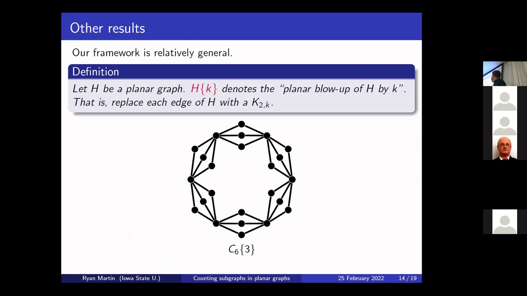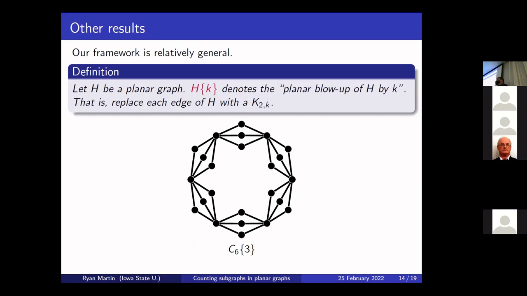And in fact, it generalizes a lot more than this. So what we could do is let H, the thing that we're counting, be some planar graph, and then we want to blow it up. And so we put these strange curly braces around the K because we were inventing notation. So the planar blow up of H by K is to replace each edge with a K2K. So what I've drawn here is an example of C6 blown up by 3.